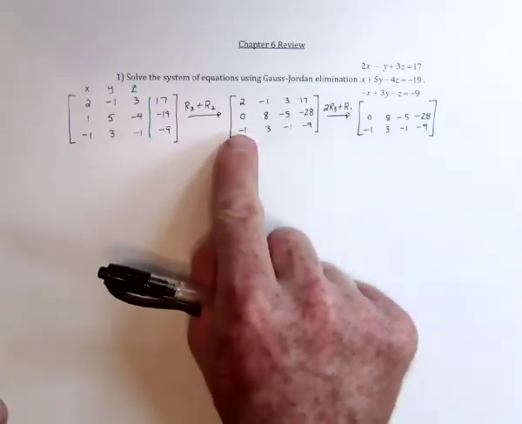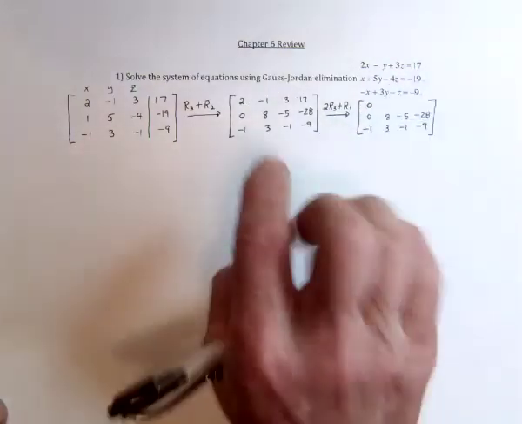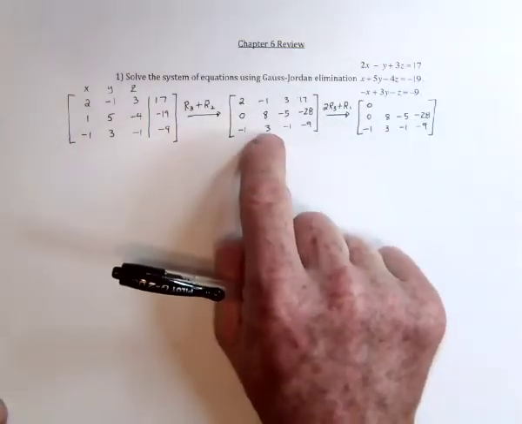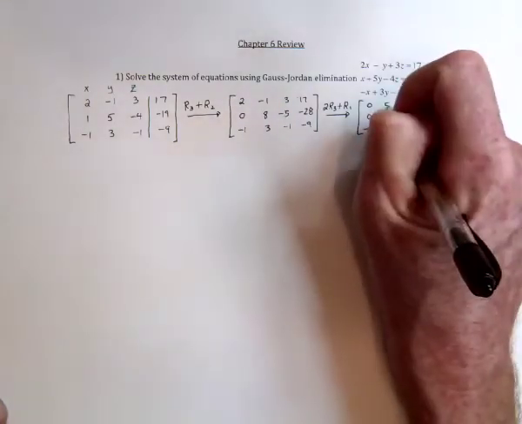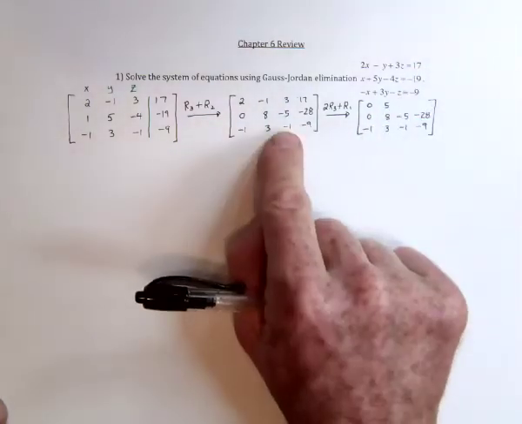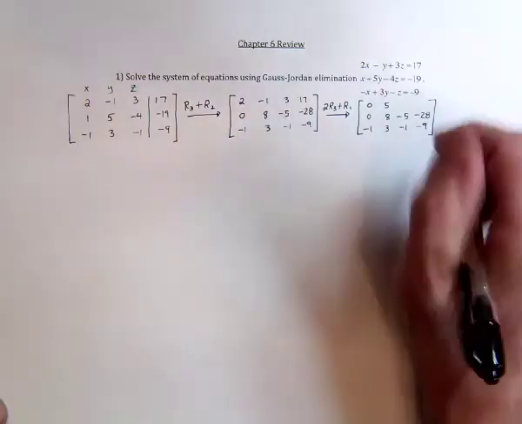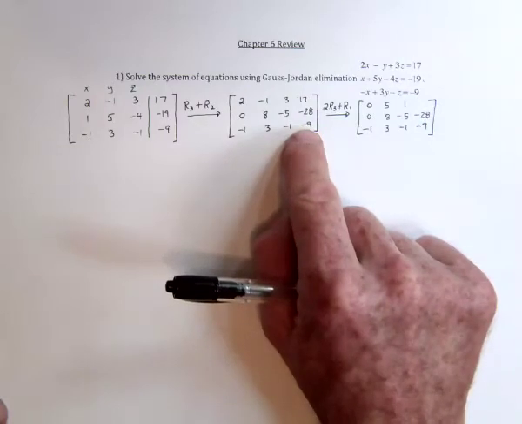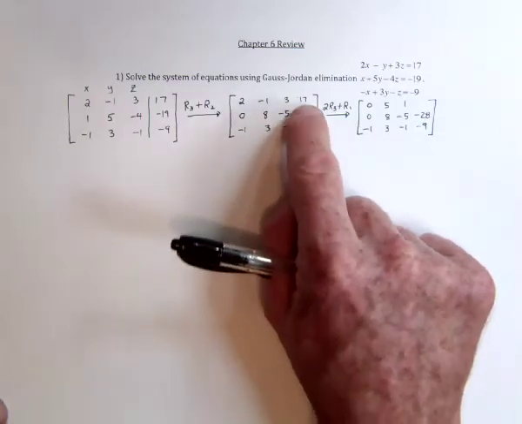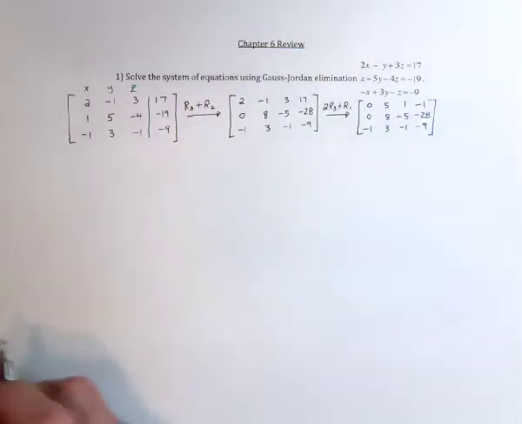So 2 times this is going to be -2, which is going to cancel that 2. A 2 times this is going to be 6. Added to that makes 5. And then a 2 times that will be -2 with the 3 makes +1. And then a 2 times that is -18 with a +17 is a -1.